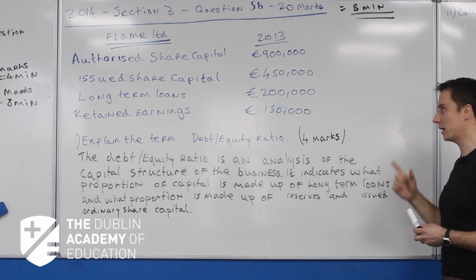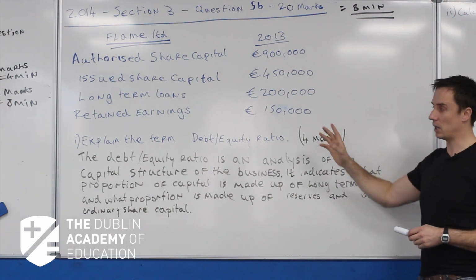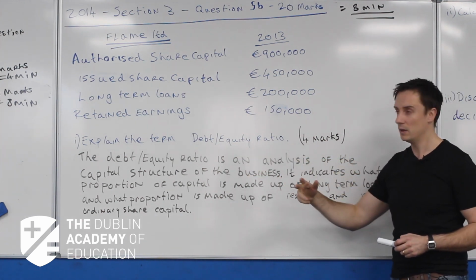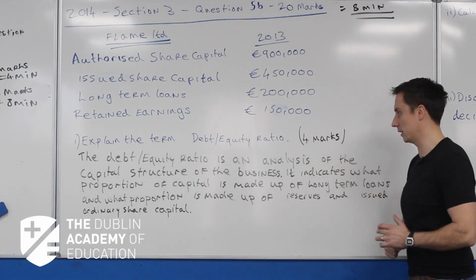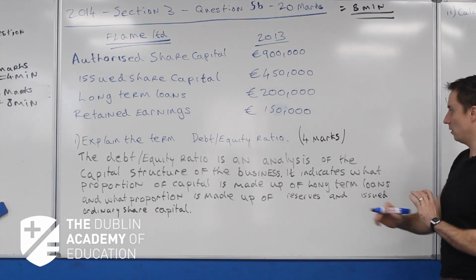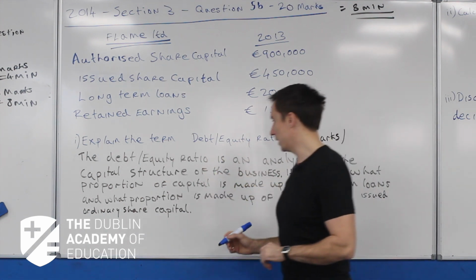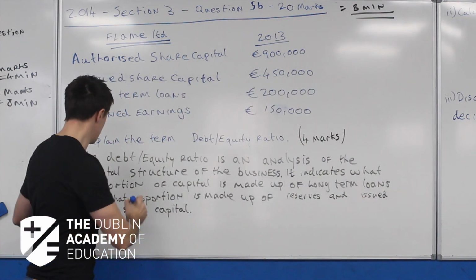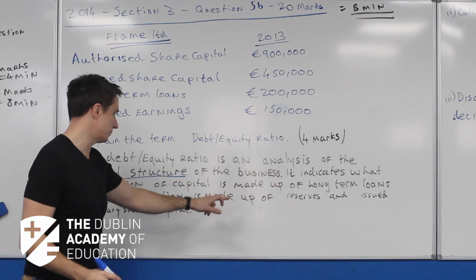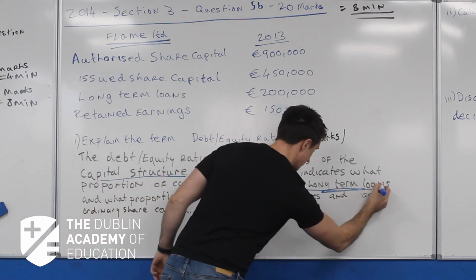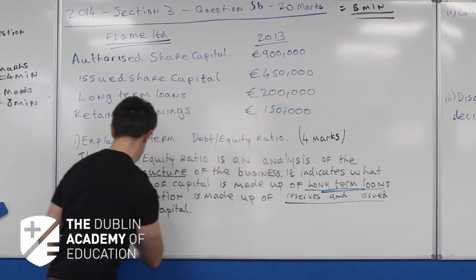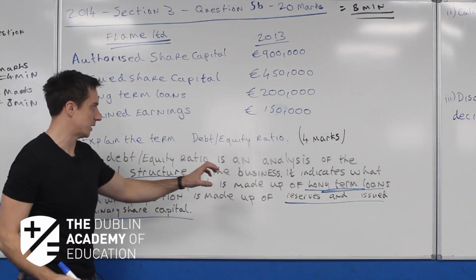Now, when that came up in 2014, most students got the marks for the calculations, but this is where their grade got held down. So you need to make sure you know the definition on this. I was marking the key parts of the definition here in blue. The debt equity ratio shows us an analysis of the capital structure of the business. It indicates what proportion of the capital is made up of long-term loans and what proportion is made up of reserves and issued share capital. That's what I'd be making sure to spot.